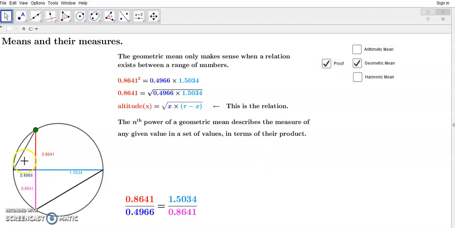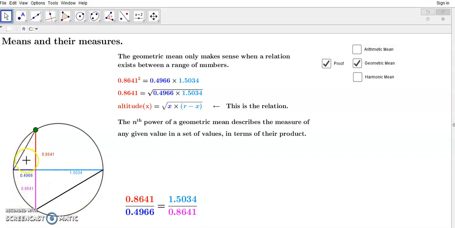The proof is done by similar triangles, okay? And this red line over this blue line is equal to this light blue line over this purple or magenta line, okay? And this is from the theory of similar triangles. And also from the theory of similar triangles, you can prove the Pythagorean theorem, okay? So you don't need Pythagoras to prove similar triangles.